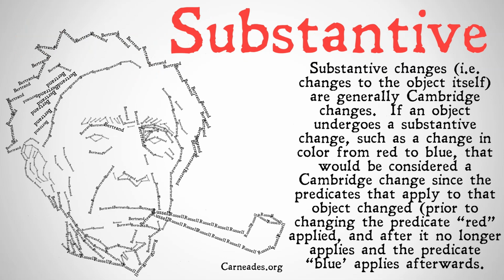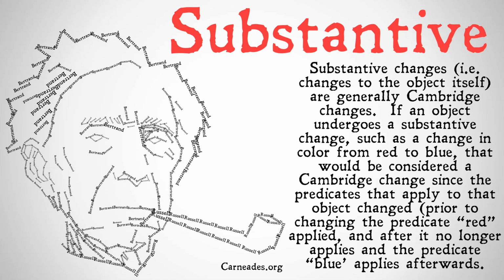Now, substantive changes, in fact, changes to the object itself, are generally considered Cambridge changes. Cambridge change is a broader definition that includes both substantive changes and what are called merely Cambridge changes. If an object undergoes a substantive change, such as a change in color from red to blue, that would be considered a Cambridge change as well, since the predicates that apply to the object changed. Prior to changing, the predicate red applied, and after it no longer applies, and the predicate blue applies instead.